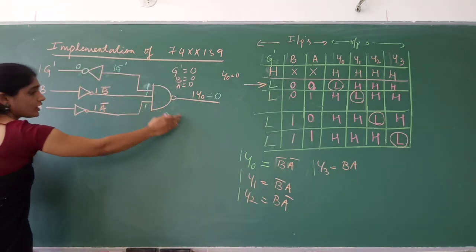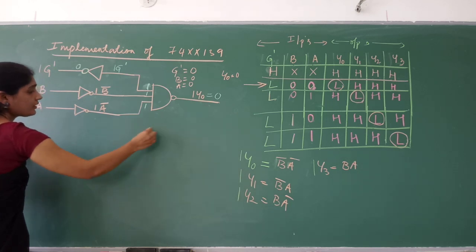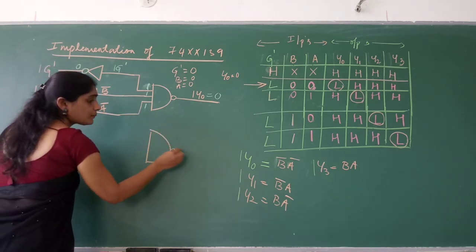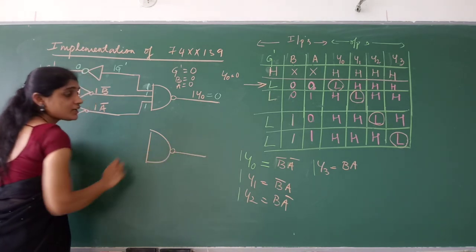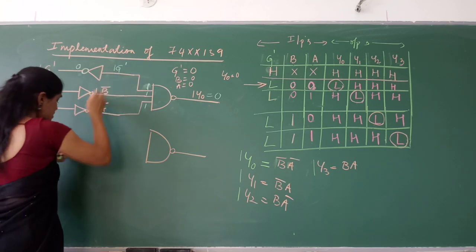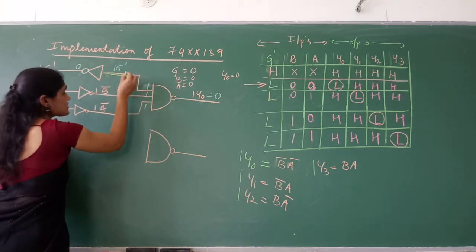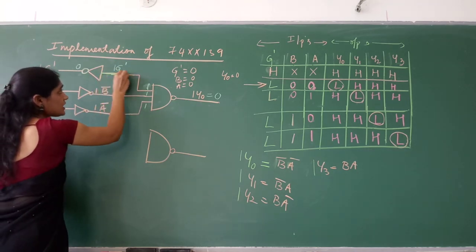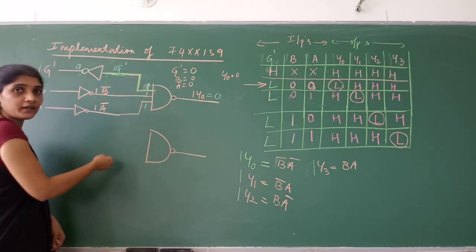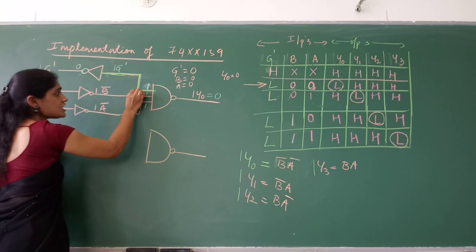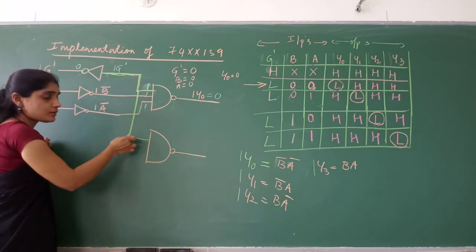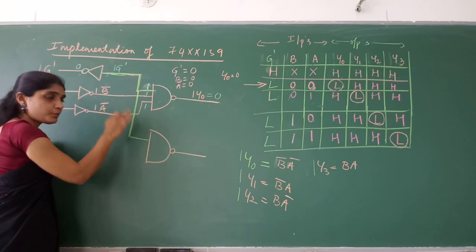So this is Y0. What is Y1? B bar A. One more NAND gate. For this NAND gate, the inputs are B bar A. But what is the common input that we should give? We should give G dash as input. G dash is going to be common for all the AND gates because this is the enable input. All the gate outputs depend on the enable input. So this G has to be given to all the NAND gates. One input should be the enable input.